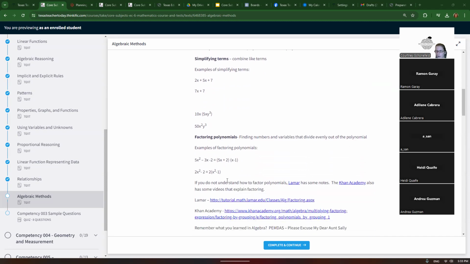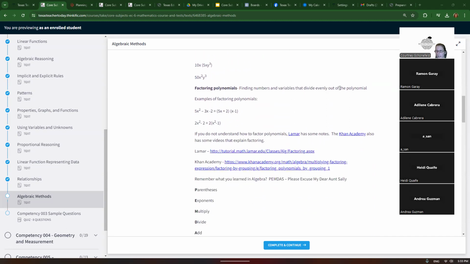Factoring polynomials. Finding numbers and variables that divide evenly out of the polynomial. Examples of factoring polynomials. This is probably one of the more challenging parts of core subjects. If we have 5x squared minus 3x minus 2, we have to factor this. One way to do it is, okay, let me show you.